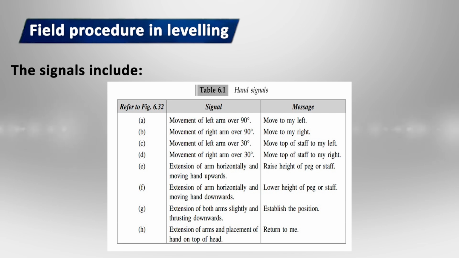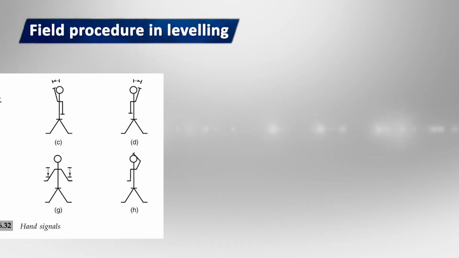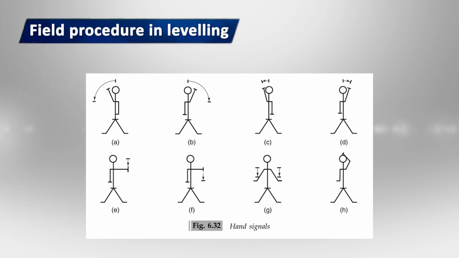Extension of arm horizontally and moving hand upward, the message it gives is raise height of peg or staff. Extension of arm horizontally and moving hand downwards, the message will be lower height of peg or staff. If the extension of both arms slightly and thrusting downward, then the message will be establish the position. And lastly, if the extension of arm and placement of hand on top of head, then the message will be return to me. So, you can see each of these signals in this diagram one by one.